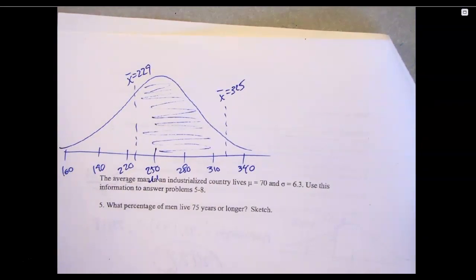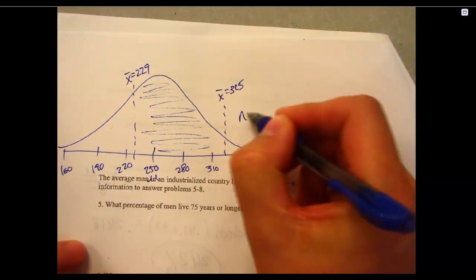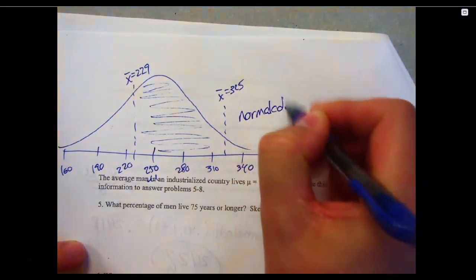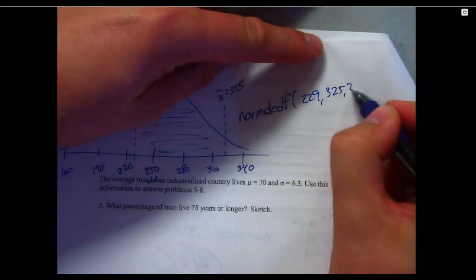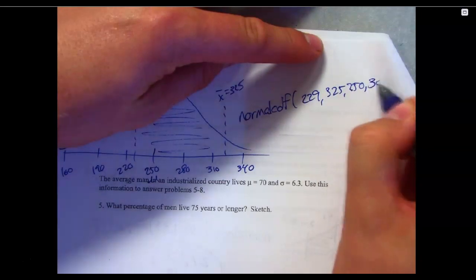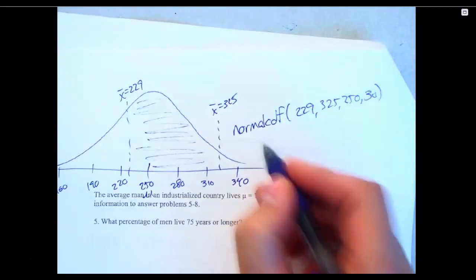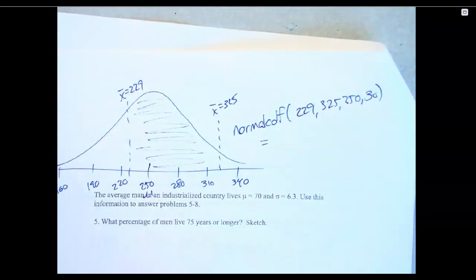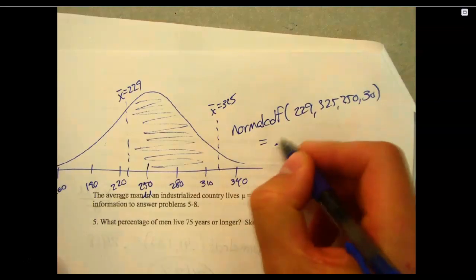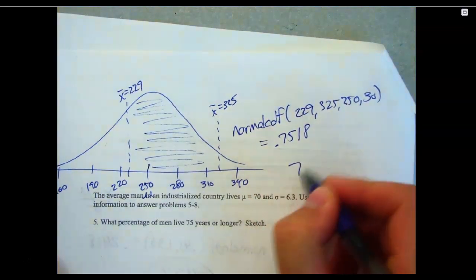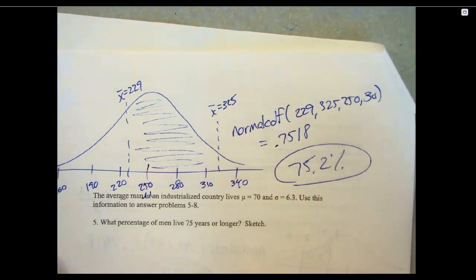Normal CDF or inverse norm here? Normal CDF because I'm looking for percentages. So I'm going 229, 225, tell the calculator the mean is 250 and the standard deviation is 30. So I get 0.7518 or like 75.2%.